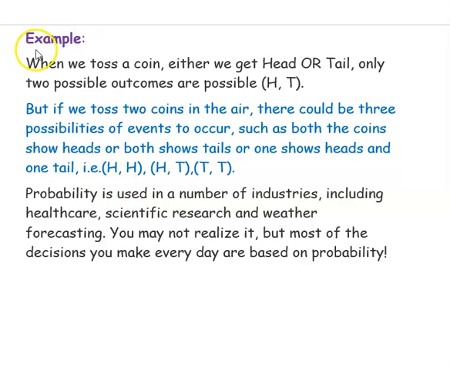Now we will see few examples of probability. When we toss a coin, either we get head or tail. So only 2 possible outcomes are possible, either head or tail. But if we toss a coin 2 times in the air, there could be 3 possibilities of event to occur, such as both the coins show heads, or both show tails, or one shows head and one shows tail. So that is head, tail or tail.